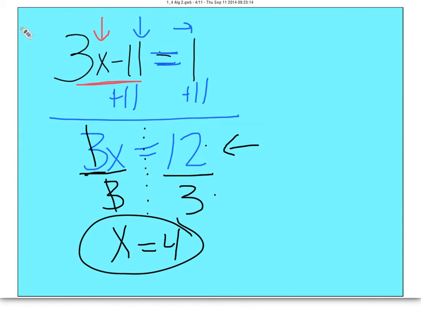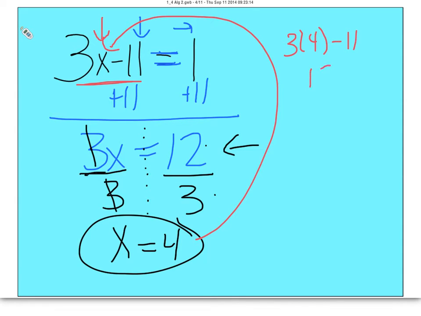Again, I could check the solution if I wanted to. If I put 4 back into here, I would get 3 times 4 minus 11. That's 12 minus 11, which does equal 1, so it works.